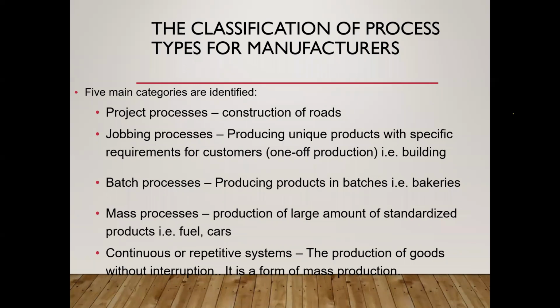Then we can also talk about the jobbing process. So this is where you produce unique products with specific requirements for customers. So it's a one-off production, like a building. So for instance, as an organization, you contract a contractor to put up an office space. Once the office space has been built, the project is done.